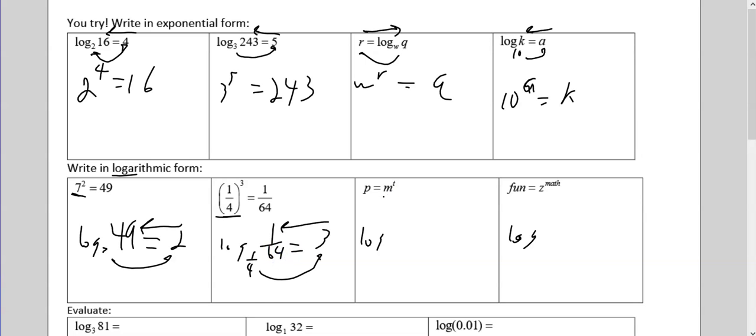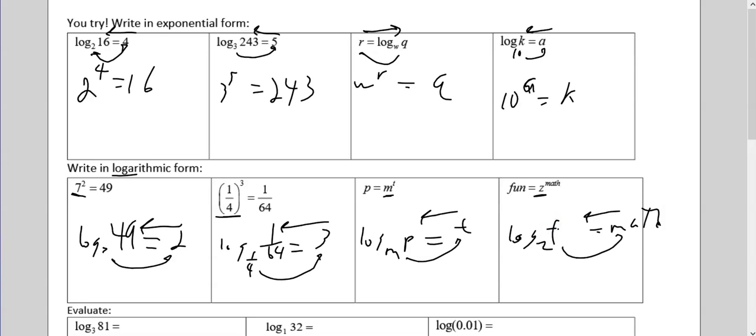Okay, what's my base here? It's backwards, equal sign's on the left, but my base is M. So I swish and flick over the equal sign. So M to the T equals P. What's my base here? Z. Swish and flick. Z to the math equals fun.